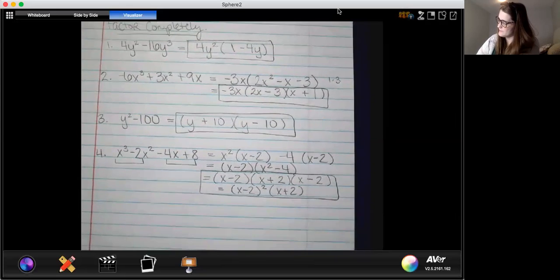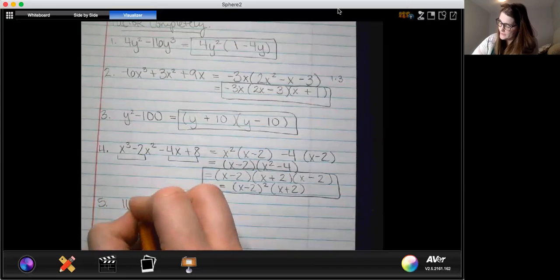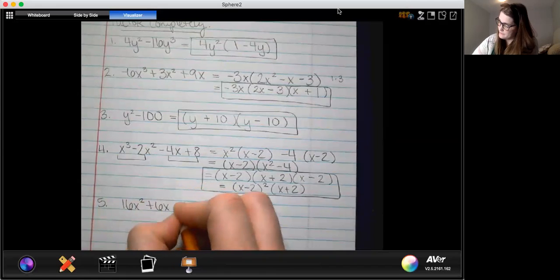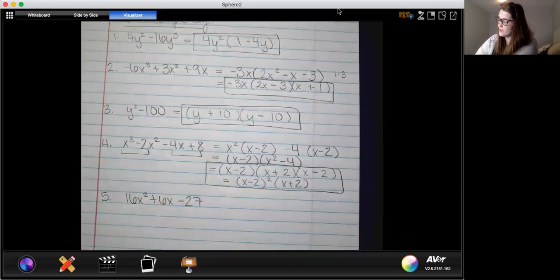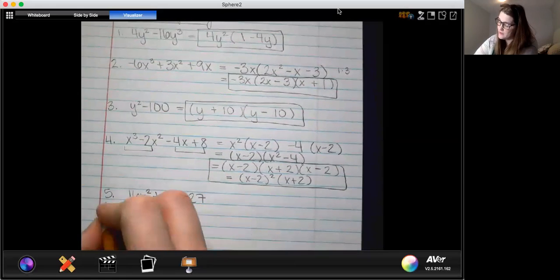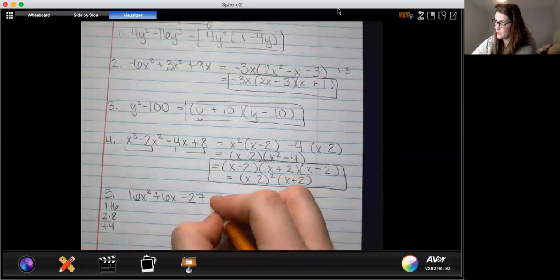Okay, let's do one more. 16x squared plus 6x minus 24. Definitely going to make you work for it. So this one's definitely a guessing one. So factors of 16 are 1 and 16, 2 and 8, and 4 and 4. And then factors of 24 are 1 and 24, and 3 and 8.